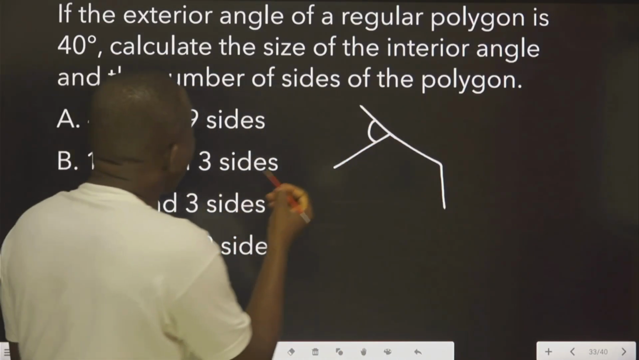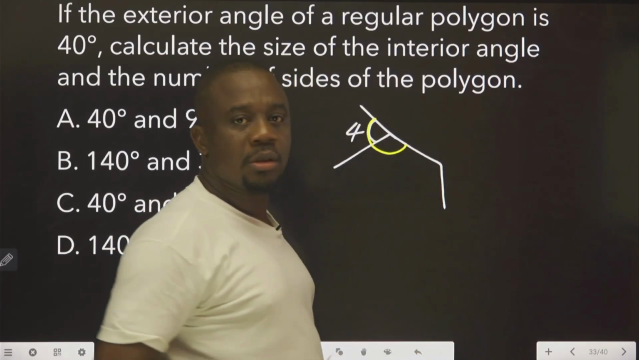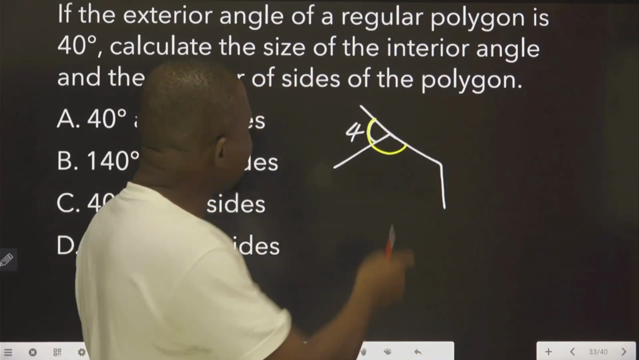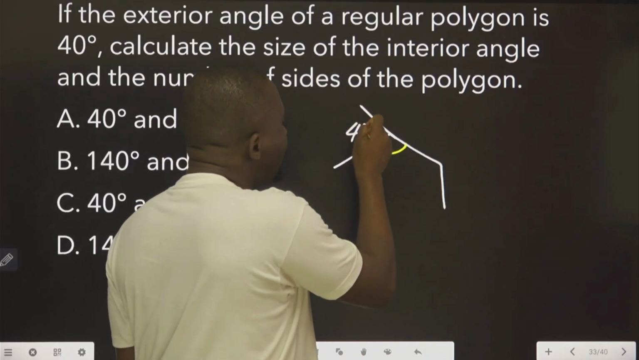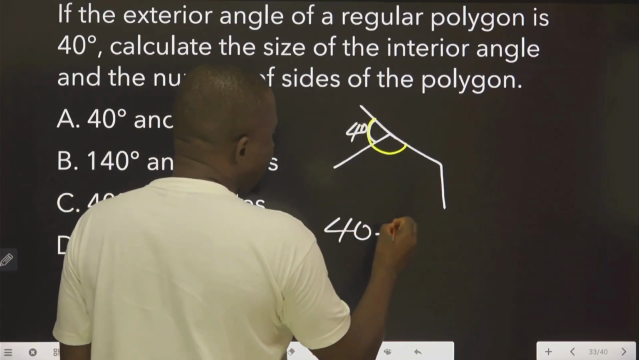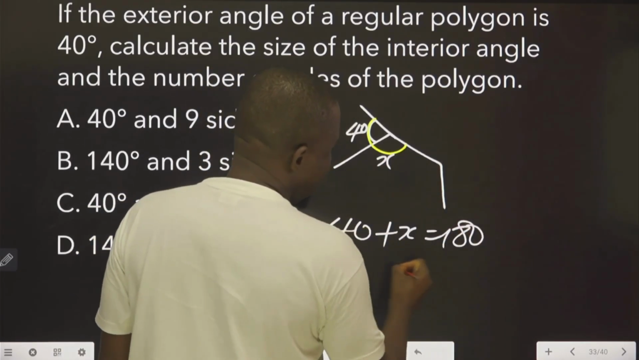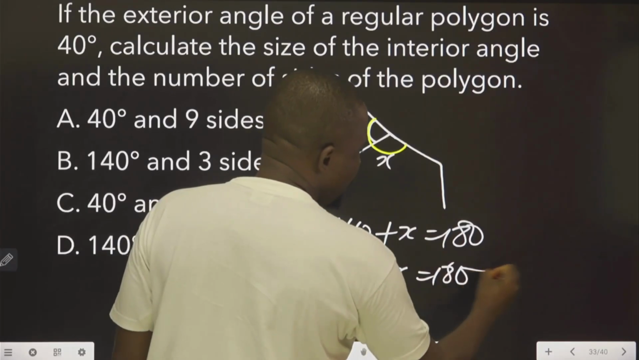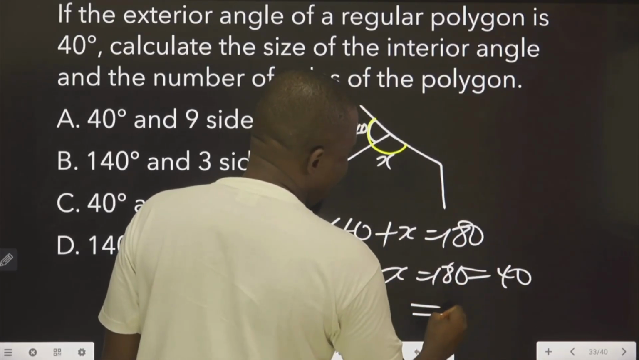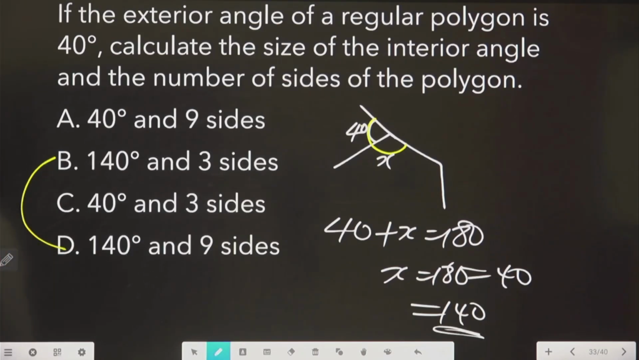They say it's 40. Angle on a straight line is what? It's 180. It means exterior plus interior is 180. So therefore, 40 plus, let's call this one x, is equals to 180. X therefore is 180 minus 40. You agree with me, you're going to have 140. So either this or this. Let's go for the sides.